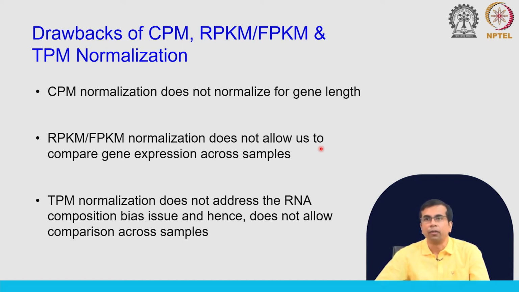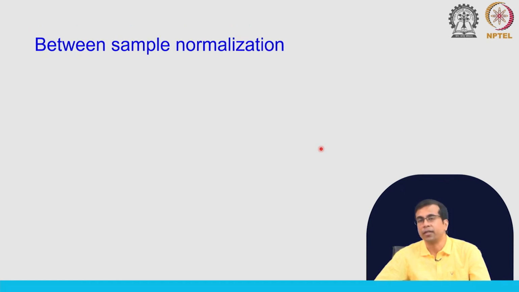Okay. So, what are the solutions? Because as we have seen, RPKM, FPKM, TPM do not really normalize for this RNA composition bias. So, what can we do to address these situations? The answer is of course, we need to do something called between sample normalization. RPKM or TPM methods are not doing between sample normalization, they are simply doing within sample normalization.